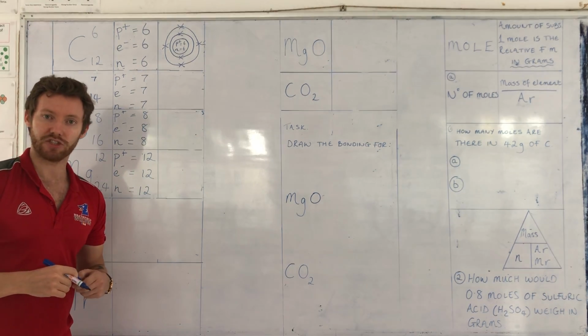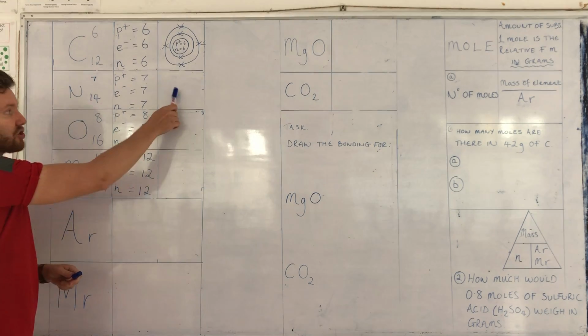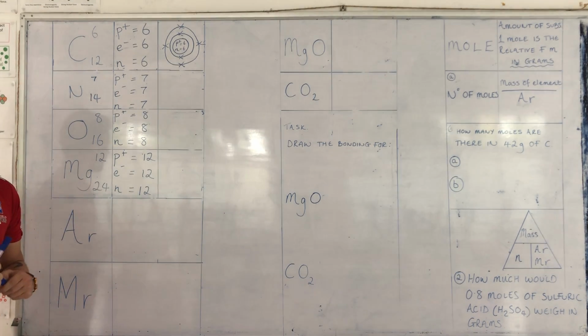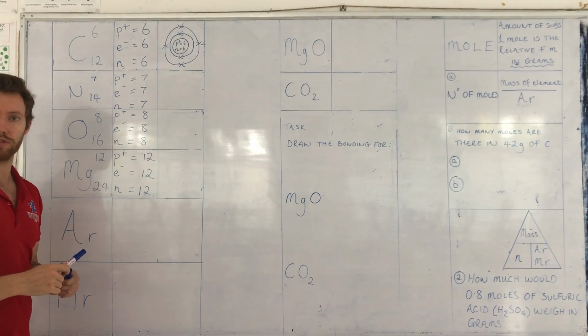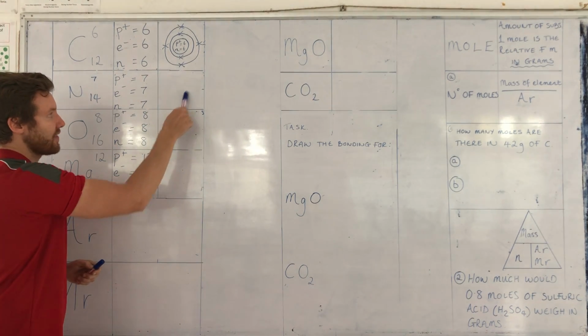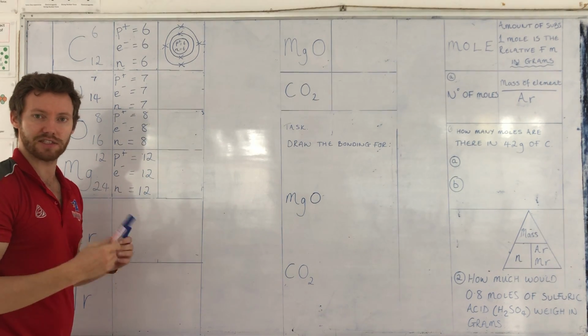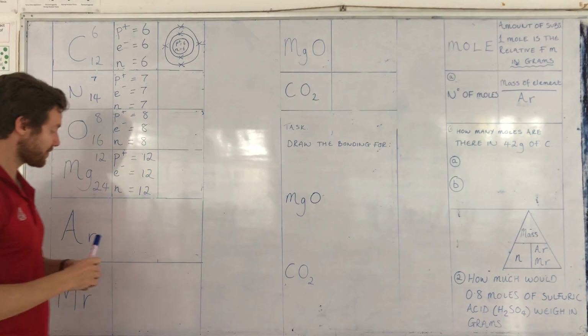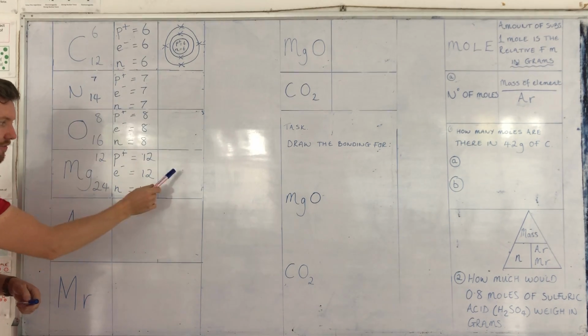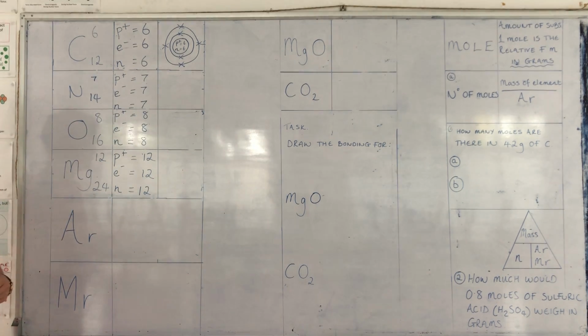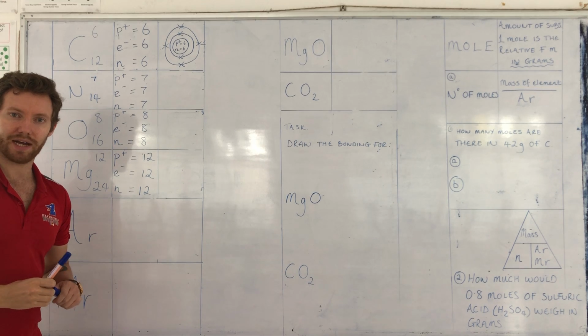Your first extension task that I would like you to complete is just reflect on your knowledge of how we can draw these atomic structures. Identify the number of protons and neutrons in your nucleus, then identify your shells and the number of electrons here. So we're doing that for nitrogen, for oxygen, and for magnesium. Okay, now on to our next task.